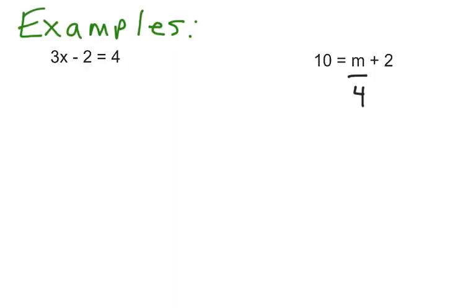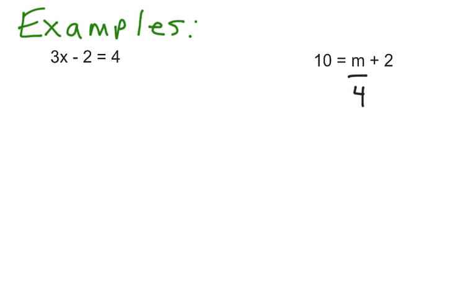Okay, the last thing I'd like you to add to this page of your notebook are two examples that we're going to solve together, or I'm going to solve and you can watch. The first example is 3x minus 2 equals 4. So go ahead and just write that down in your notebook.